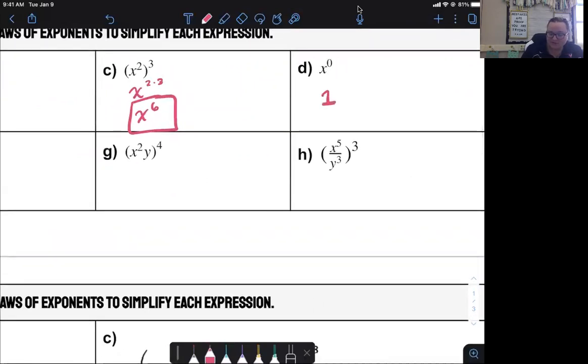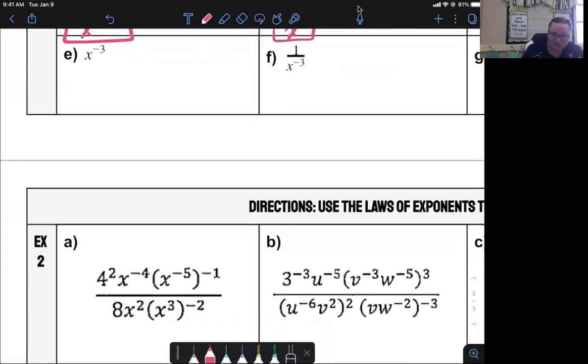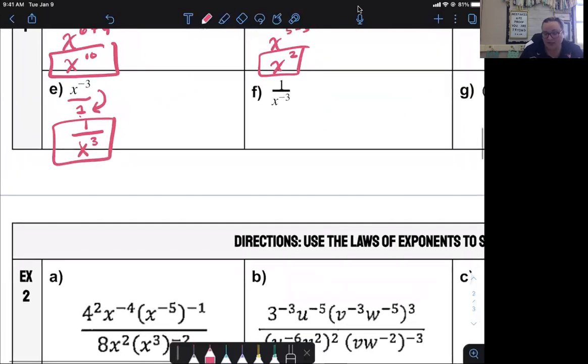x to the 0 is simply 1. x to the negative 3 would be, remember this is technically over 1, we're going to move it to the denominator, keep that placeholder 1, and the exponent becomes positive. Now the opposite of that, 1 over x to the negative 3, you can actually move this back to the numerator, and that'll become positive there. So 1 over x to the negative 3 is the same thing as x to the positive 3. You've got that placeholder 1 in the denominator, but x cubed divided by 1 is just x cubed.